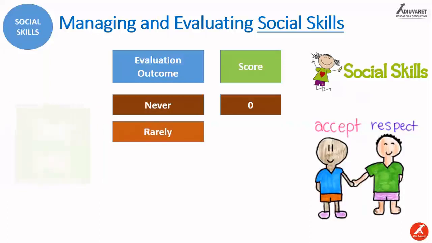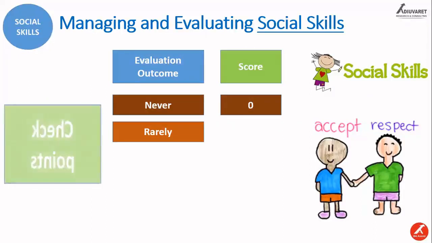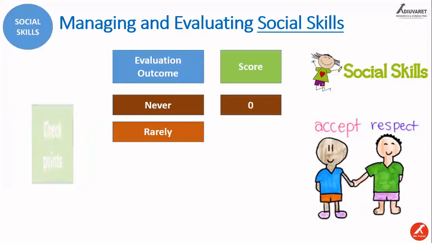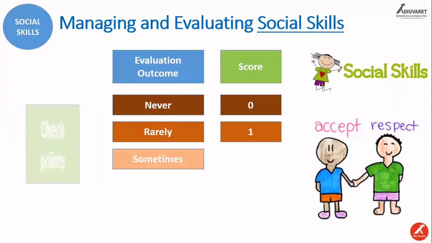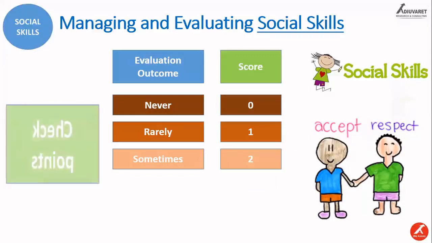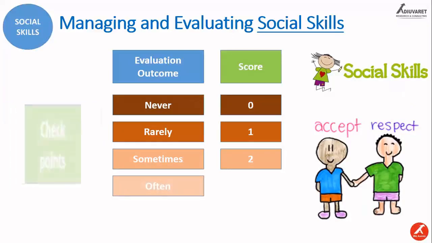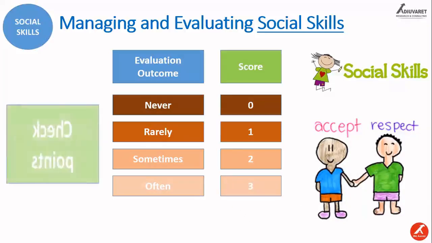The second possibility is that the child rarely does what that particular checkpoint evaluates, and in that case the score will be 1. If the child sometimes is able to do it, in other words the answer to the checkpoint is sometimes, then we assign a score of 2. And if the checkpoint indicates that our child is able to do that quite easily, we'll assign a score of 3.